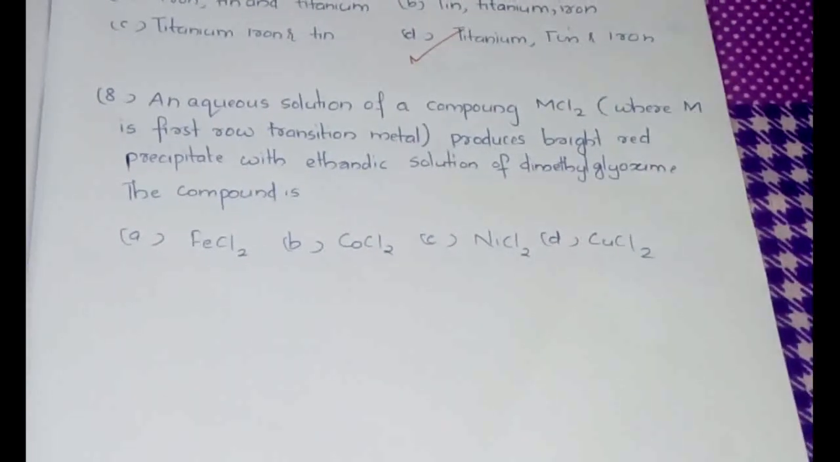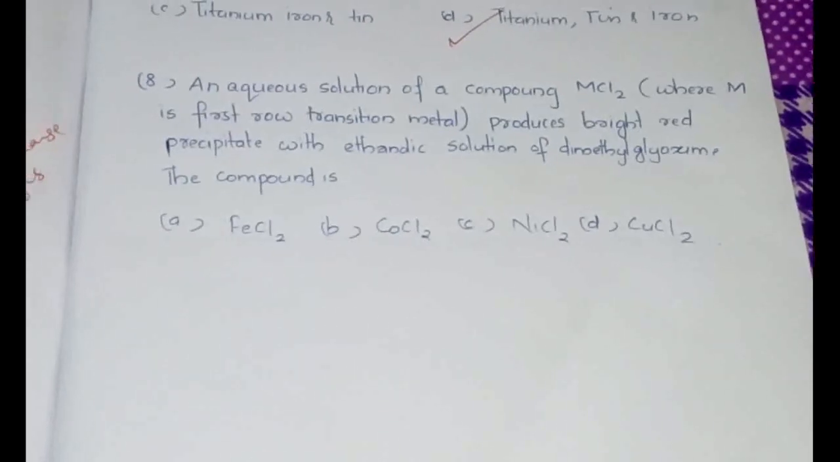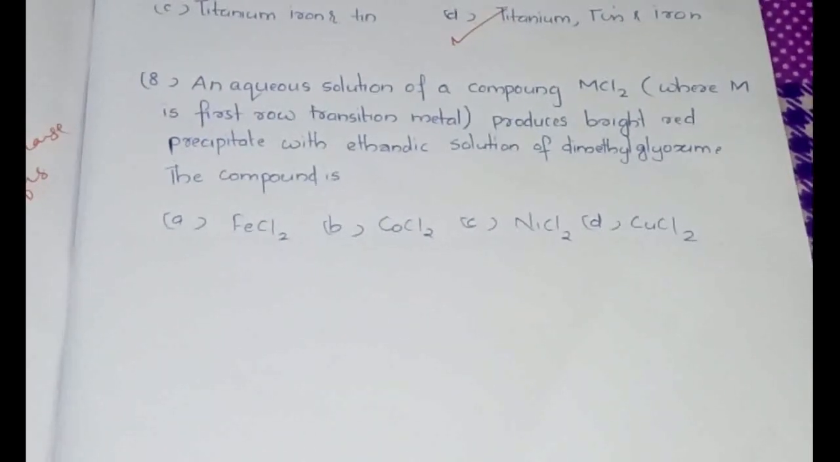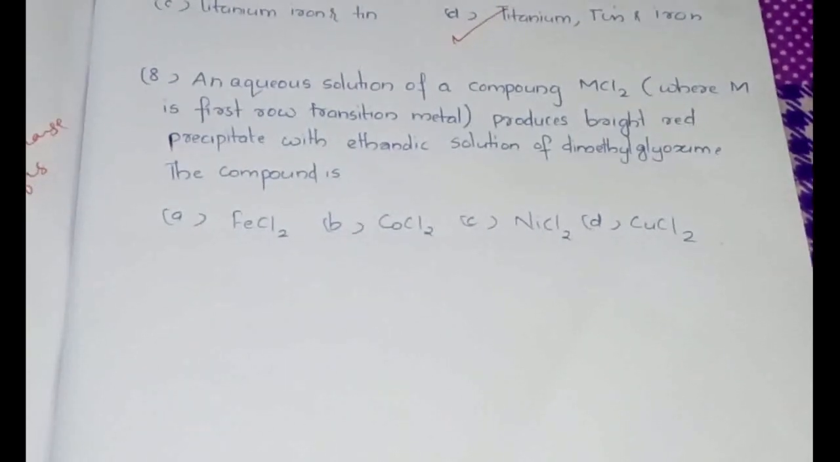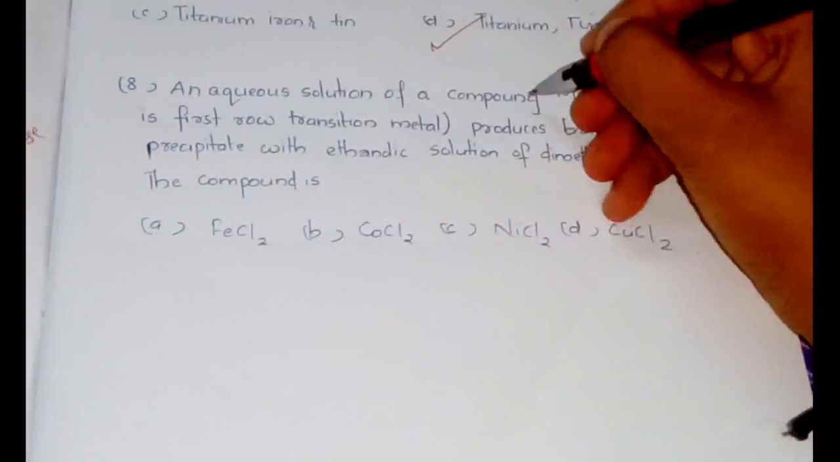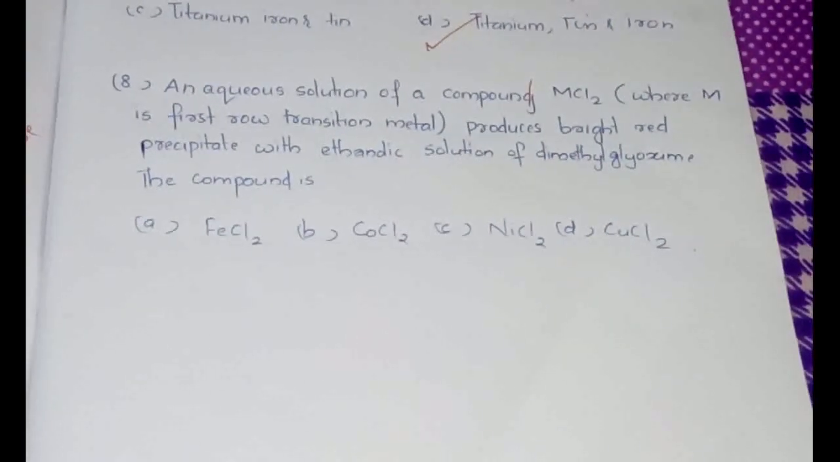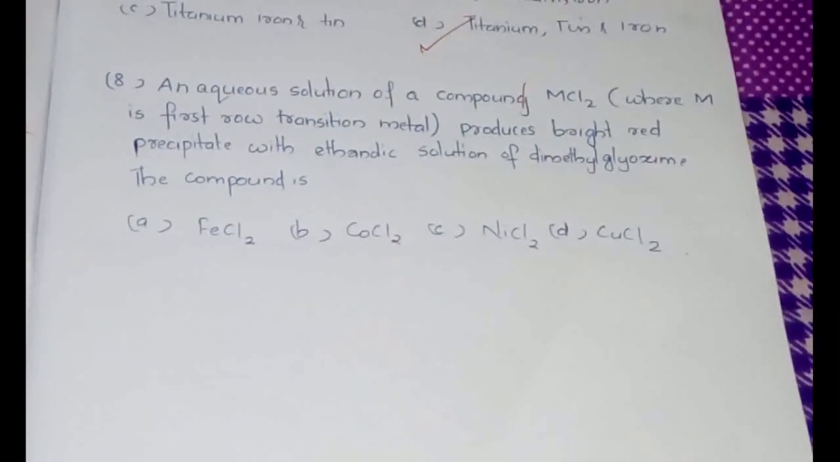What is confusing about this question is that the answer would be very simple, but they will simply give you some statements to confuse you. Here it is a long statement: an aqueous solution of a compound, sorry, spelling mistake, compound MCl2, where M is a first row transition metal, produces a bright red precipitate with ethanolic solution of dimethylglyoxime.